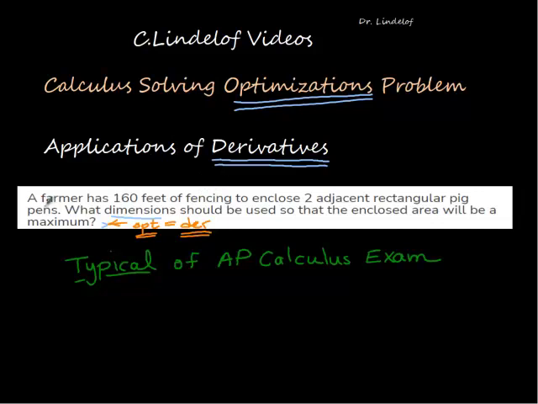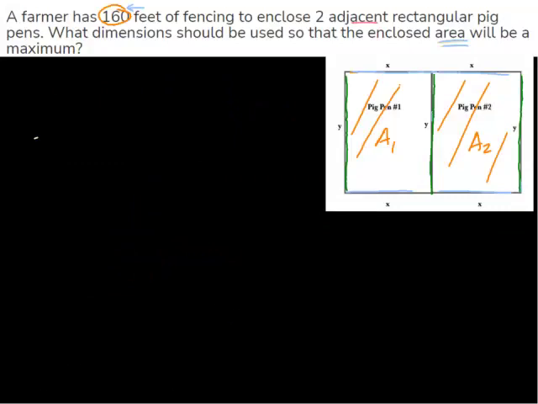So I'm going to just read this, and as I read, I'm like, okay, a farmer has 160 feet of fencing to enclose two adjacent rectangular pig pens. They're asking us what are the dimensions of the area that we're going to maximize. So okay, I can see in my head we have two formulas. We have a perimeter formula and an area formula, and our restriction here, right? We're constrained by 160 feet of perimeter. So let's move on and take a look at what this thing might look like.